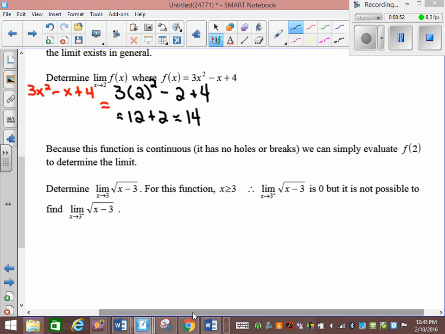So here we have to look from the left and from the right because this doesn't have a domain of all real numbers, right? The limit as x approaches 3 from the right, that's a plus sign, is 0. But it's not possible to find the limit as x approaches 3 from the left. Why?